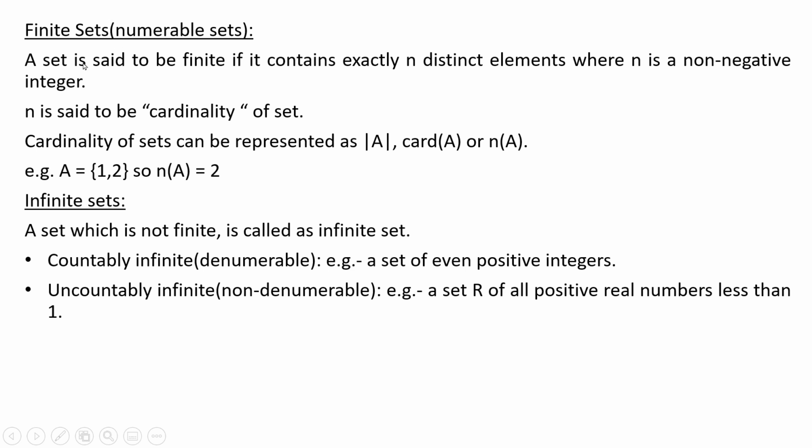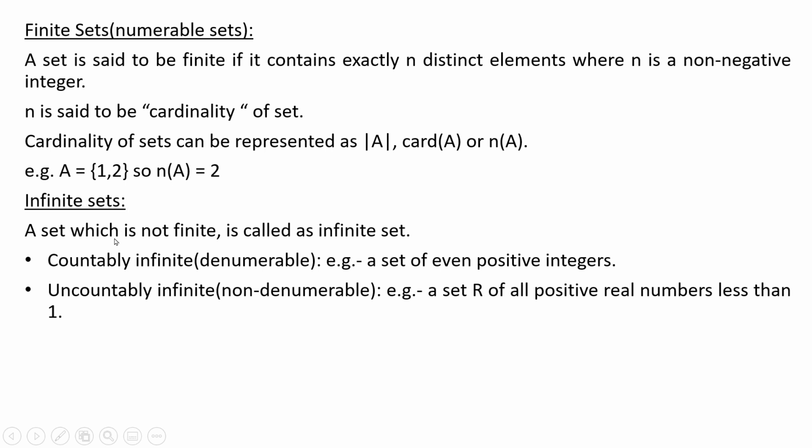So what is a finite set? A set is said to be finite if it contains exactly n distinct elements, where n is a non-negative integer. So a set is finite if it has a finite number of elements, and the number of elements is called the cardinality of the set. So cardinality of the set can be represented in these ways. Suppose we have this set which has the elements 1, 2. So we have two elements in the set, so the cardinality of the set is 2.